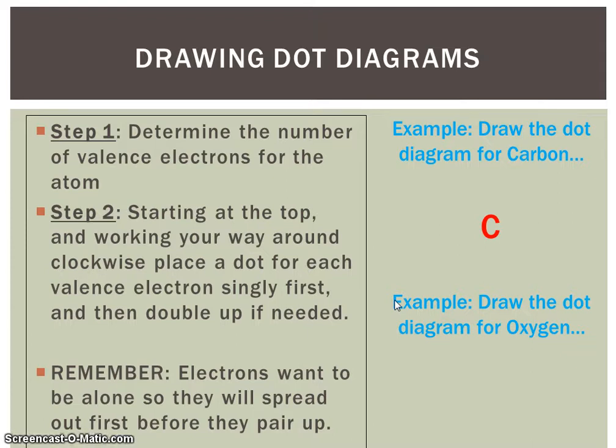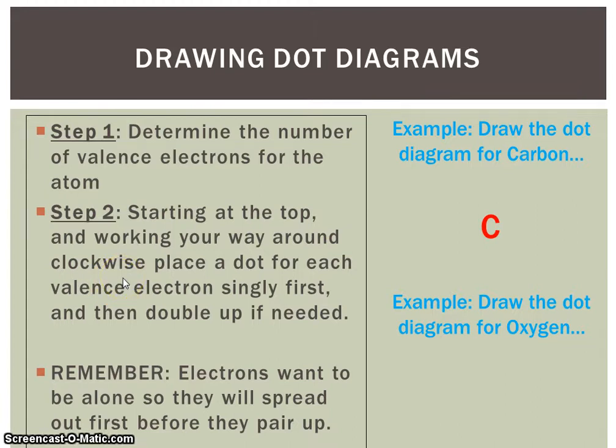If you look at your periodic table, carbon is in group 4. Therefore, it has 4 valence electrons. So, we are done with step 1. Now, step 2, it says starting at the top, you're going to work your way around clockwise and place a dot for each valence electron.